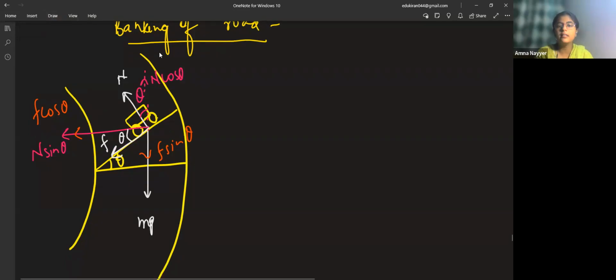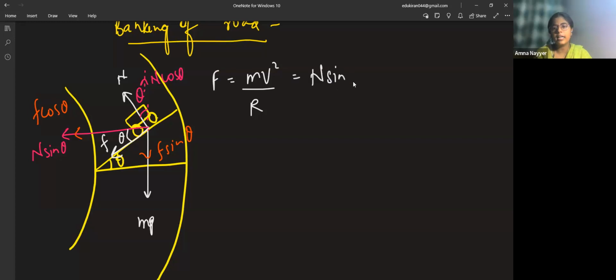Should it provide? It shouldn't. Why it shouldn't? Yes, Harsha. N sine theta, you are perfect. N sine theta, whatever is the centripetal force, F is equal to mv square by r. This is this, you are right. N sine theta is provided. But I am asking, what about this f cos theta? This is also acting here.